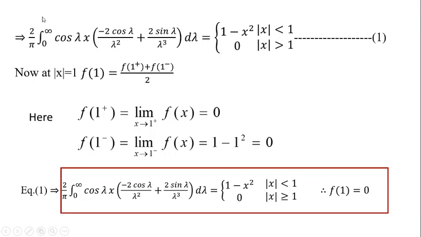Therefore the value of this Fourier integral is nothing but equal to 1 minus x square for mod of x less than 1, whereas it is 0 for mod of x greater than 1 as well as for mod of x equal to 1, which I have written here as 0 for mod of x greater than or equal to 1. So in this way, one can get the Fourier integral of the given function.